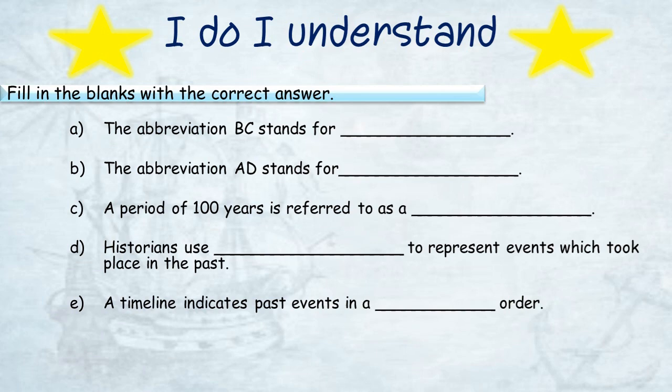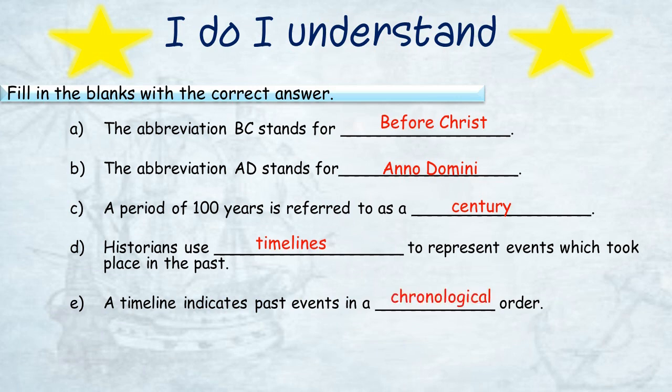So, let's check out your answers. The abbreviation BC stands for before Christ. The abbreviation AD stands for Anno Domini. A period of 100 years is referred to as a century. Historians use timelines to represent events which took place in the past. A timeline indicates past events in a chronological order.